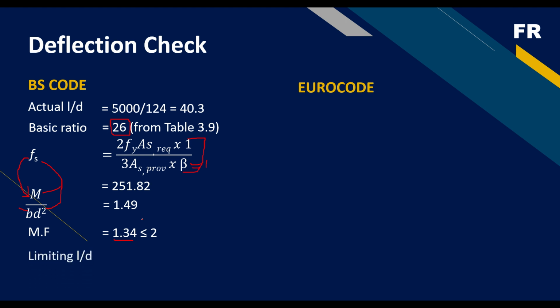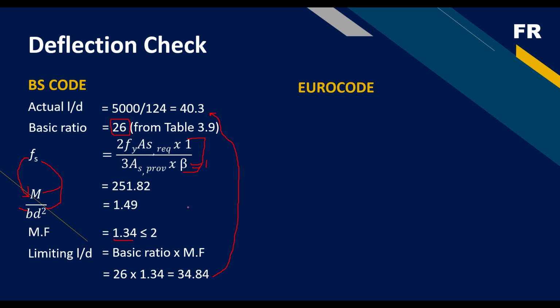Therefore, our maximum span ratio is now the basic ratio multiplied by the modification factor. So at the end of the day, if you multiply 26 by 1.34, you have 34.84 as the limit ratio. So you have to compare this to this. You see that at the end of the day, the actual is greater than the limiting.